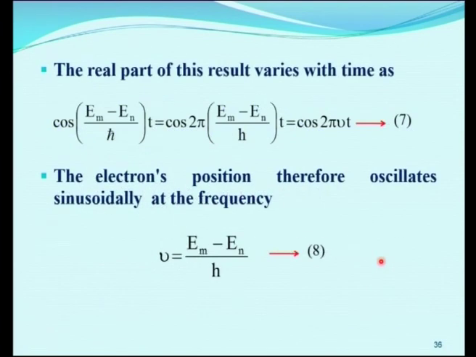So, the real part of this result varies with time as cos of (Em minus En) by h cross into t, which is equal to cos 2 pi (Em minus En) by h into t, that becomes cos 2 pi nu t, because this value is nu, what we have seen in the first slide. So, the electron's position therefore oscillates sinusoidally at the frequency nu, where nu is equal to (Em minus En) by h. This is equation number 8.